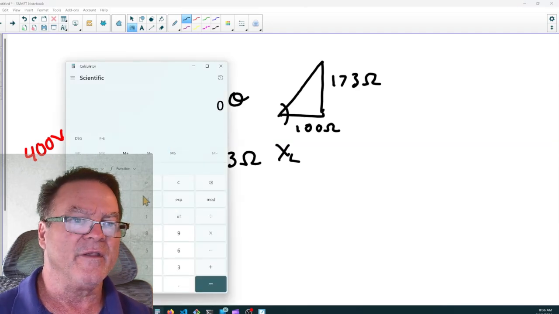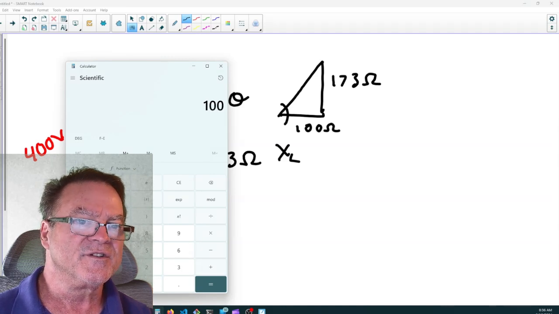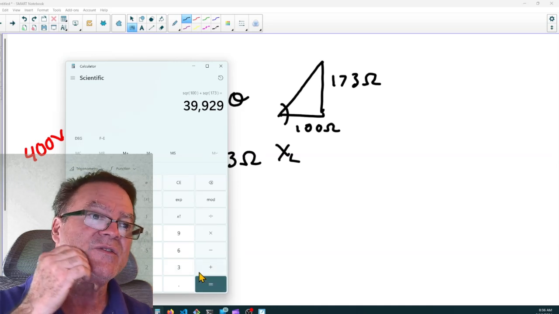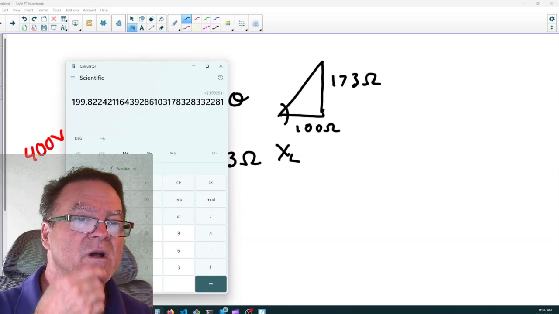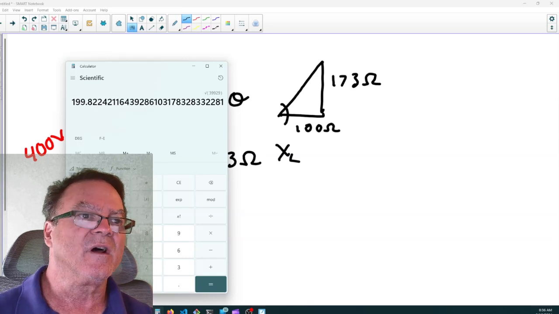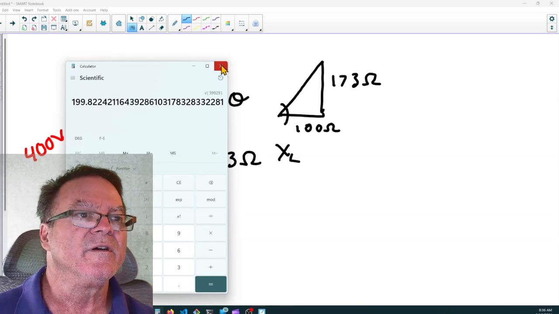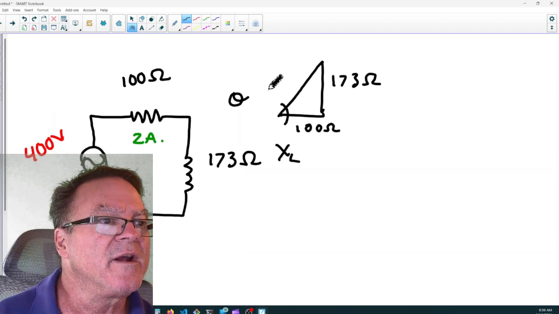Okay, so let's take a look here. They're saying 100 squared plus 173 squared equals... I just want to check their math here. Yeah, it's close, 39,900. And then if we take the square root of that, there's my square root. Yeah, 200. Wow, okay, very good. Very close. They did their homework. So we ended up with 200.